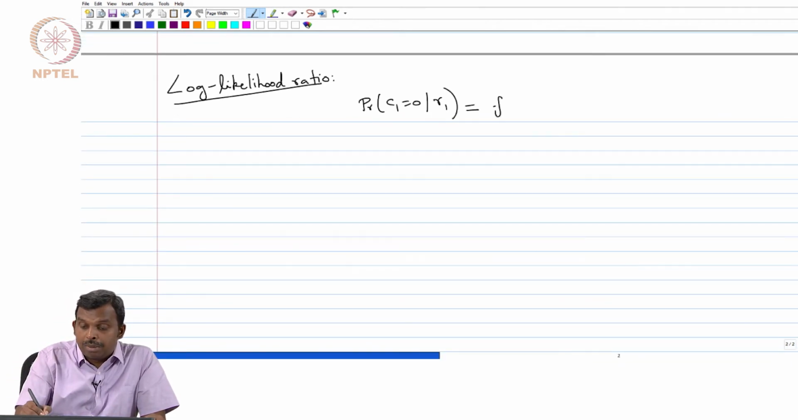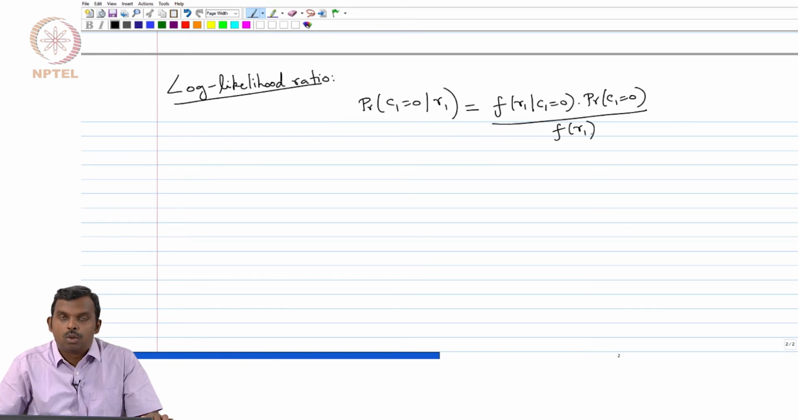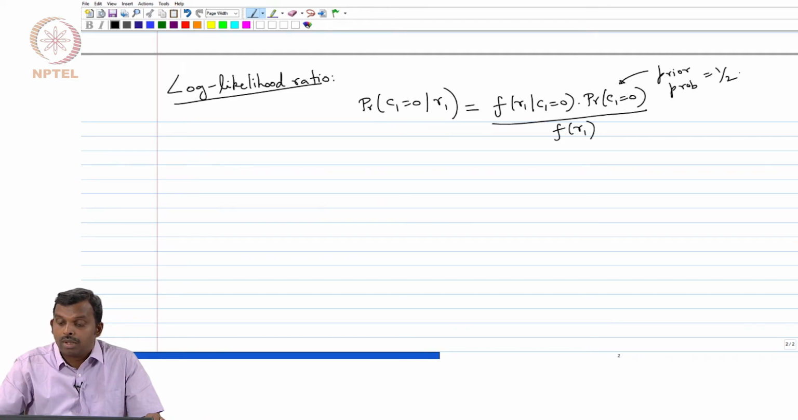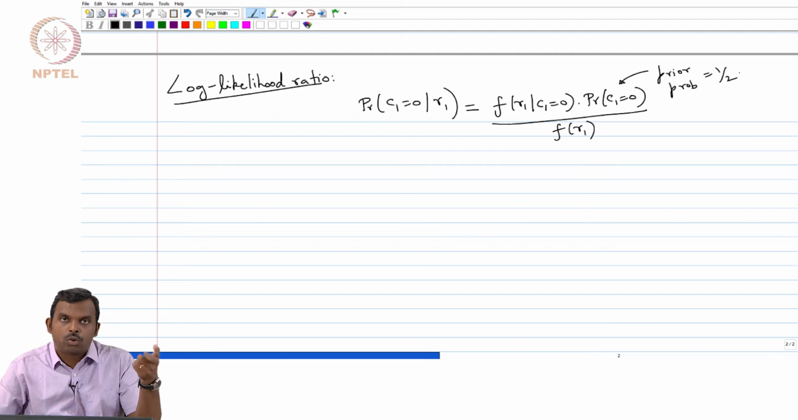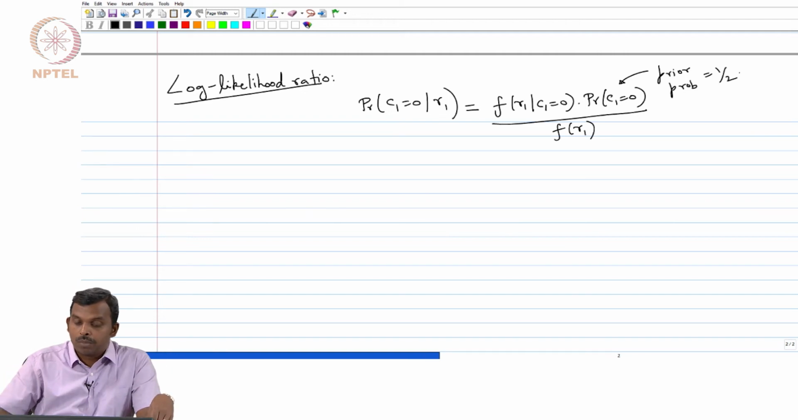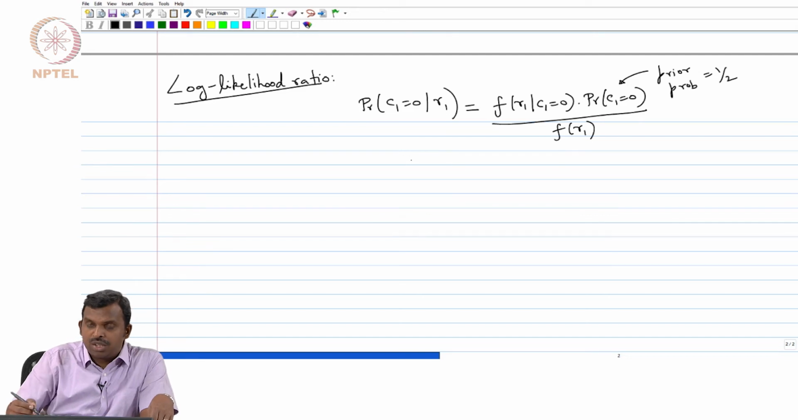You will see that this will be the PDF of R1 given C1 is 0 times the probability that C1 is 0, divided by the PDF of R1, the density of the received value evaluated at R1. This is easy enough to write. Now this is the prior probability and it's equal to half. Why is that? C1 is the message itself. It could be 0 or 1 with uniform probability. You can write down what the density will be given C1 is 0 and what is the total density, and find this out.